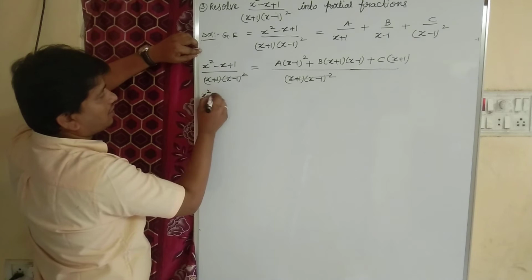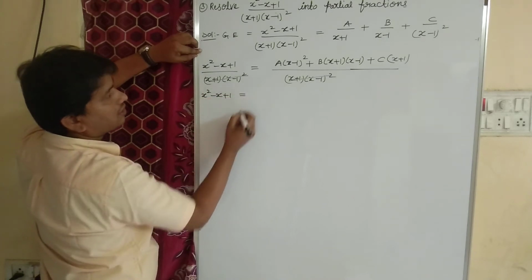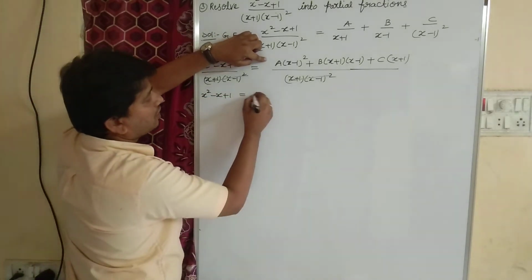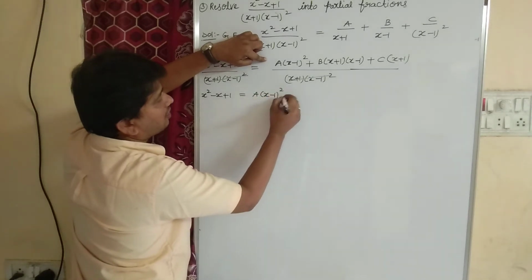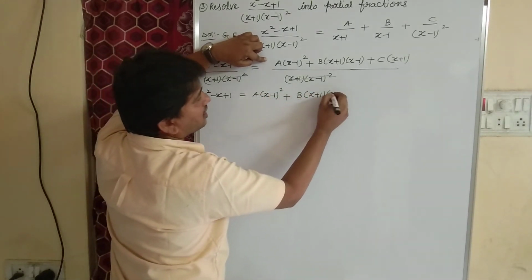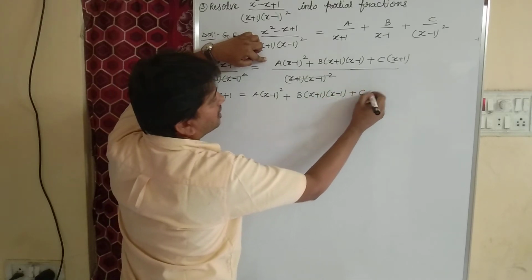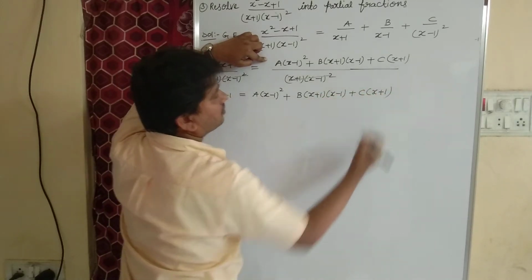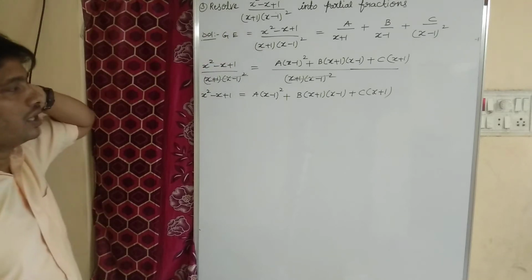So x square minus x plus 1 equal to a into x minus 1 whole square plus b into x plus 1 into x minus 1 plus c into x plus 1.